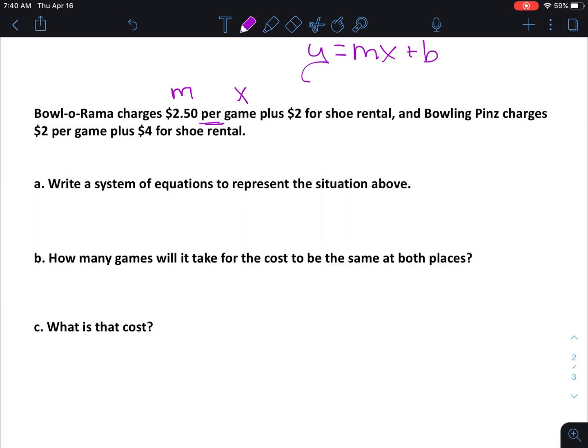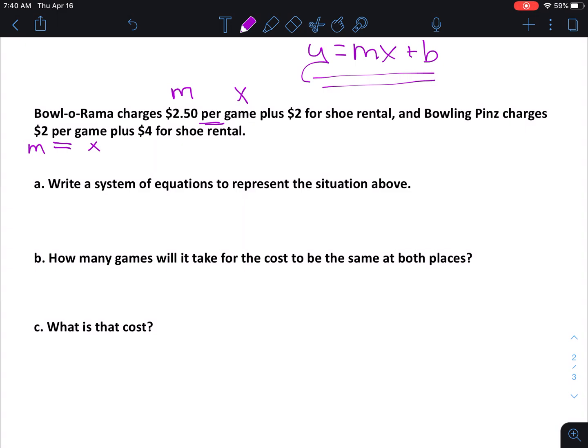So it says Bowling Pins charges $2 per game. Again, this is my m and this is my x. And then it says plus $4 for shoe rental. So really what this means is they are both in this form. You really want to look for that word per or each. Sometimes that's another thing, but per is kind of common. So if we write a system, we know that they're both going to be in slope-intercept form.